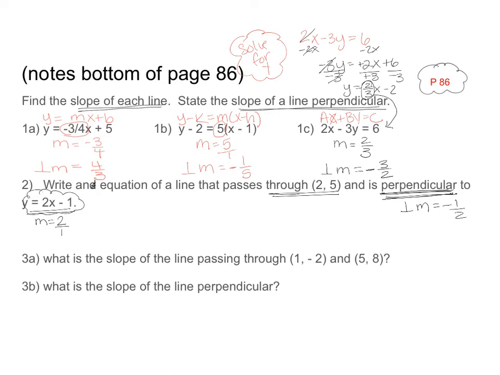And I know it goes through the point (2, 5). So I'm going to use my point slope form, y minus k equals m times x minus h. When I do that, I get y minus 5 equals -1/2 times x minus 2. And that would be the equation of the line they're asking me for.